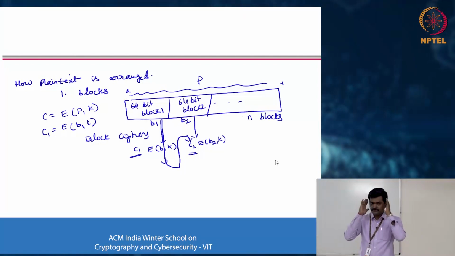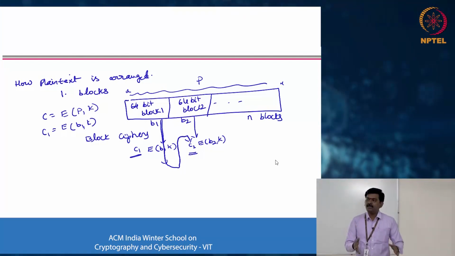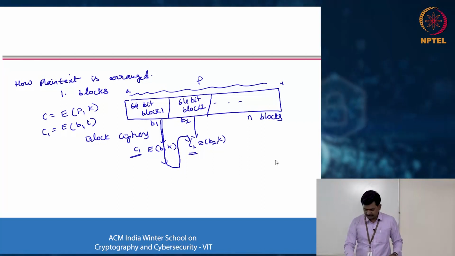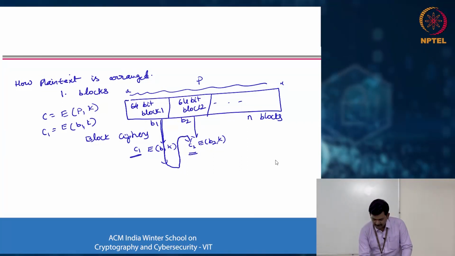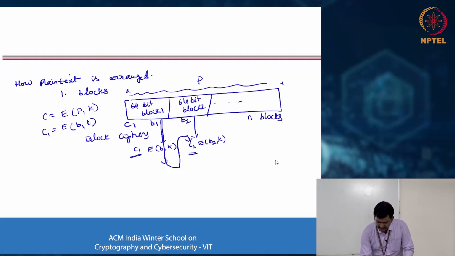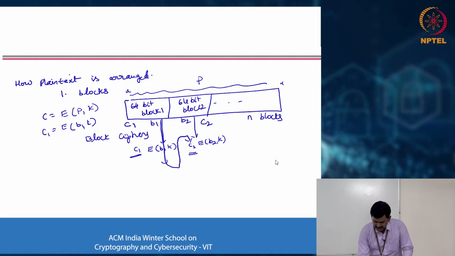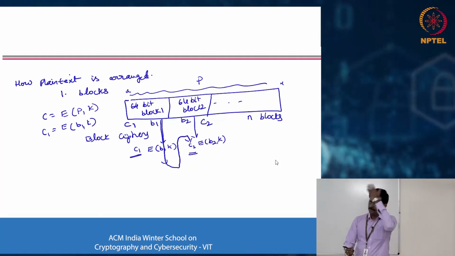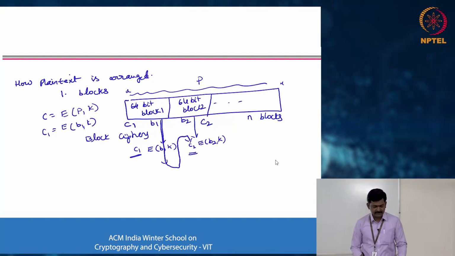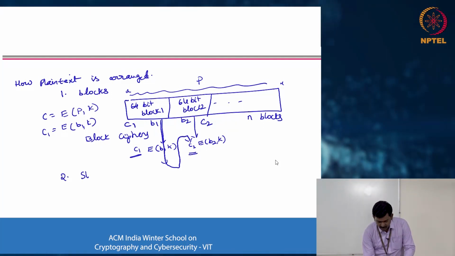But keep this point in mind, since the blocks have come, I just put this point. Nevertheless, this is my cipher of block 1, this is the cipher of block 2, and so on. So this is called block ciphers. There is another cipher called stream ciphers.